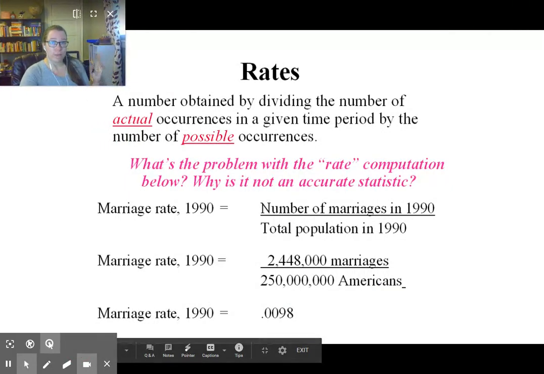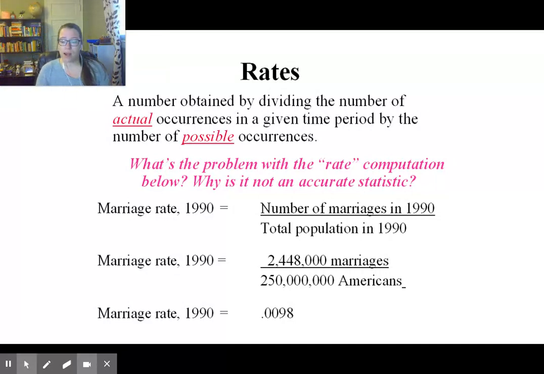Now, I am sure that most of you, especially if you are in crim or a criminology concentration, have heard about rates, right? We use rates a lot in different ways. A rate is a number obtained by dividing the number of actual occurrences in a given time period by the number of possible occurrences. But we have to be careful when we do this, because it's not always an accurate statistic.